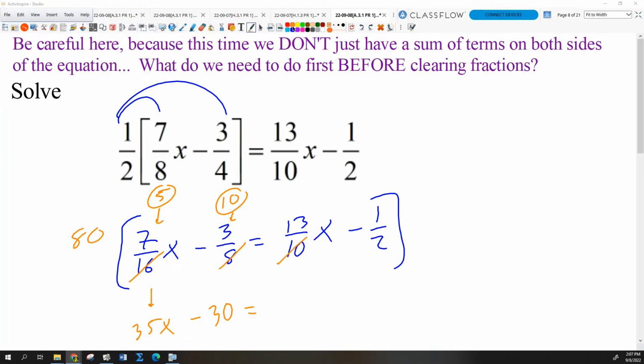So, what did we say? 80 over 10 reduces to 8. Multiply that by the numerator. What's 8 times 13? Quick, quick, quick. What is it though? Mental math's good for your brain. It helps you do 104. There you go. So I get 104x.